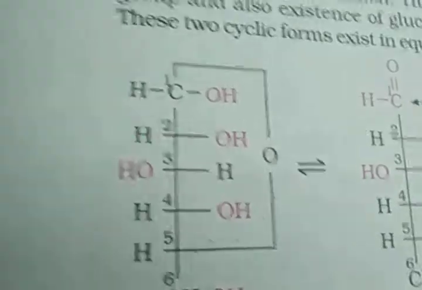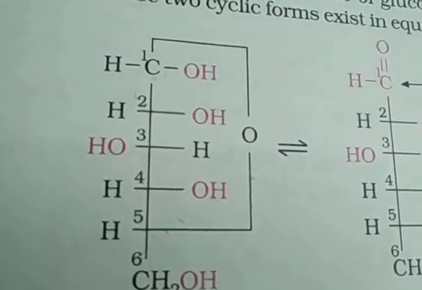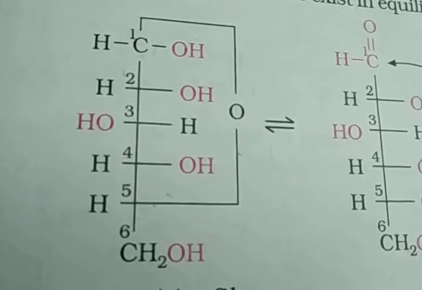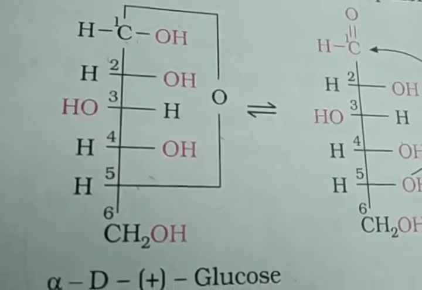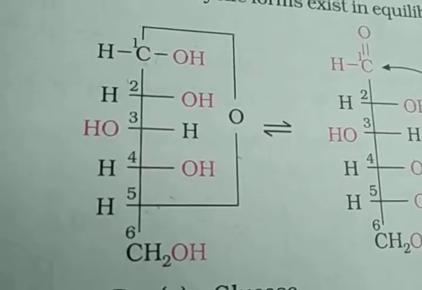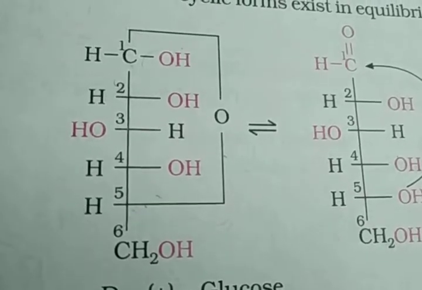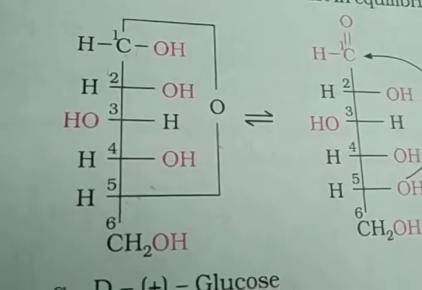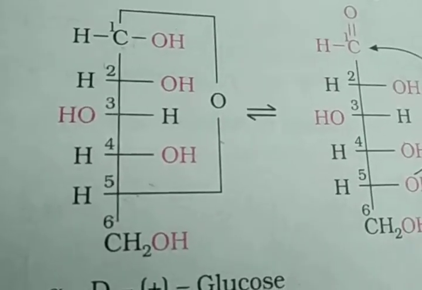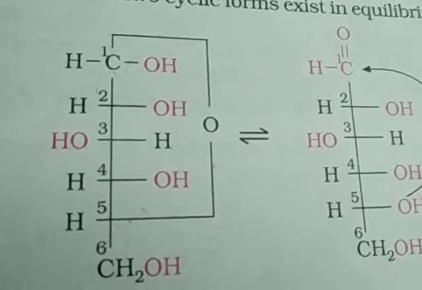The open structure of glucose explains most of its properties, but the following reactions and facts could not be explained by this structure. First the bonding must break, then the reaction shows, so it is not explained by this structure.